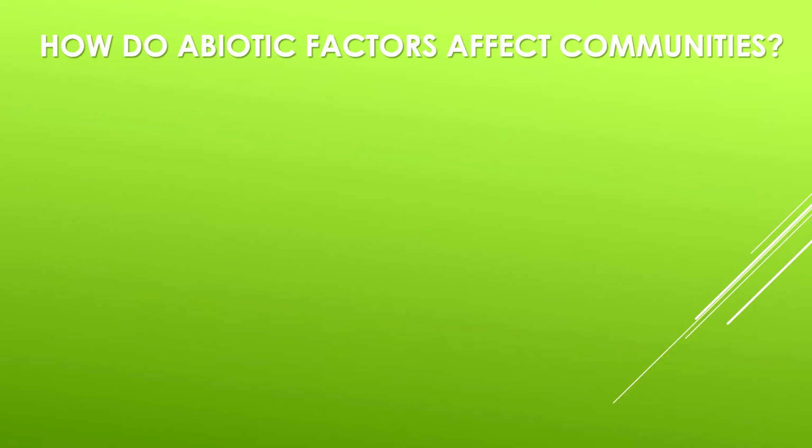But how do these abiotic factors affect the communities? Firstly, there's light intensity, and obviously for photosynthesis you need light, so if there's less light intensity, there'll be less photosynthesis taking place, so less plants will be able to get food, and possibly more plants will die because they won't have enough food to live on.